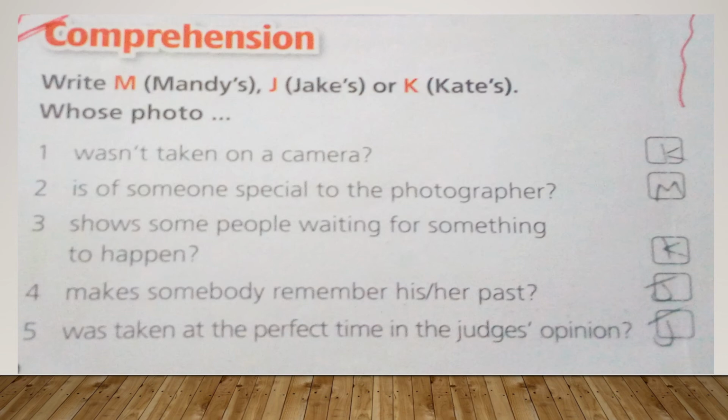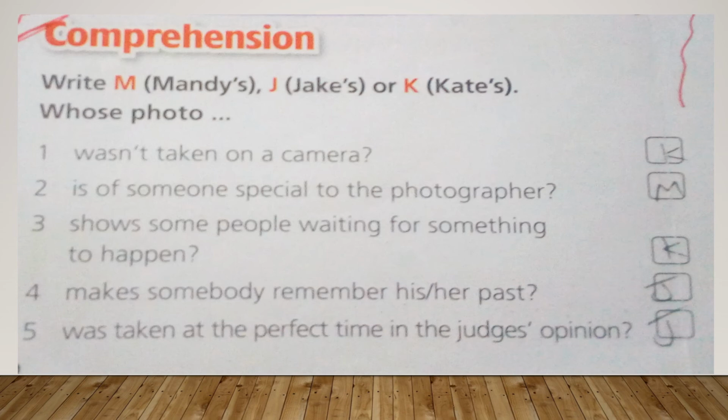2. Whose photo is of someone special to the photographer? It's Mandy's photo. Yes, that's correct. She said that the photo was of her best friend Holly. So, Holly, her best friend, she is someone special to her, to the photographer. 3. Whose photo shows some people waiting for something to happen? The answer is K. Exactly, that's Kate's photo. The group was expected on stage at any moment.